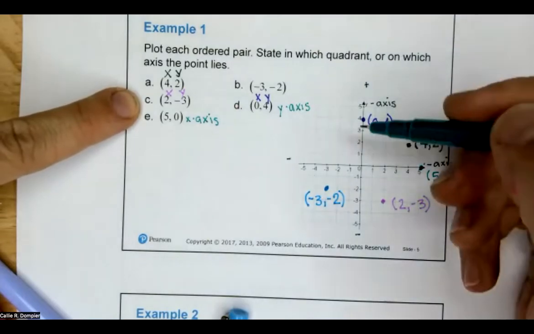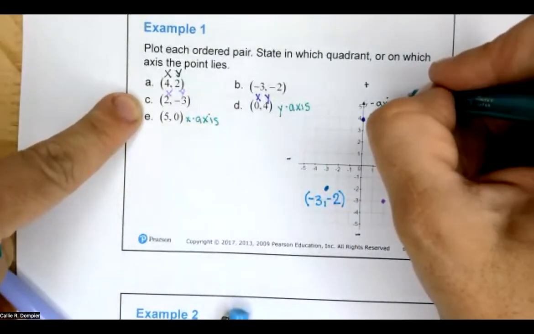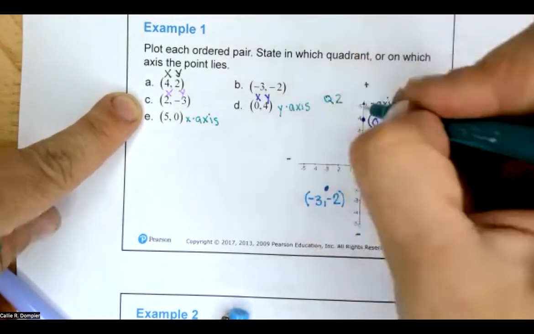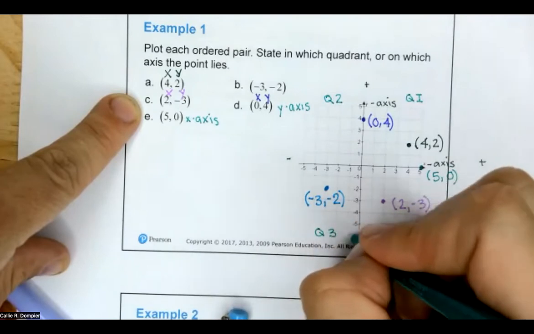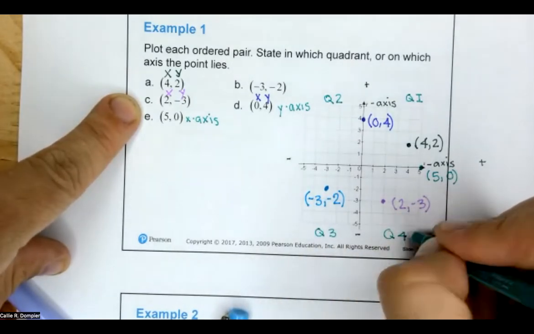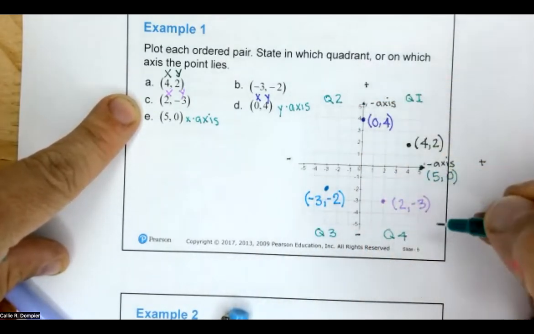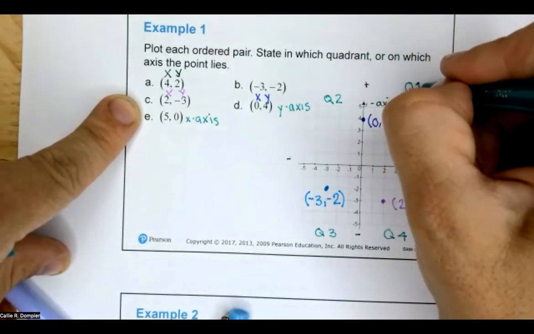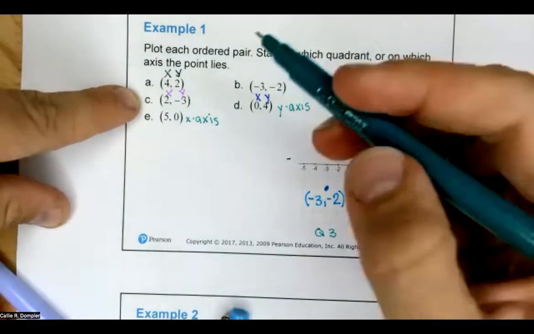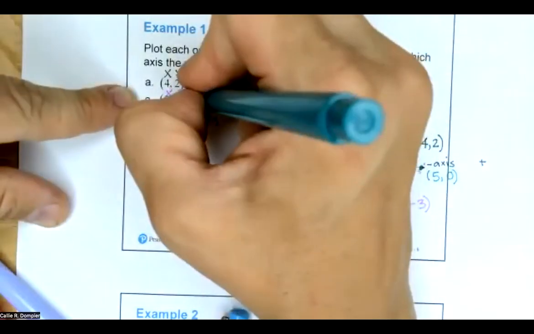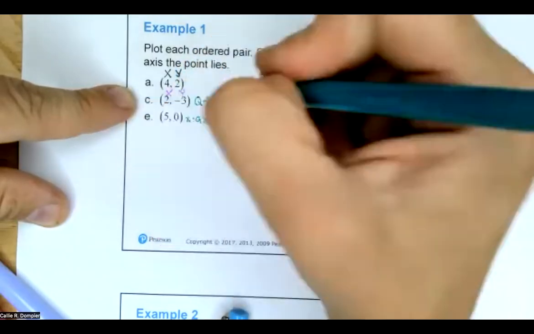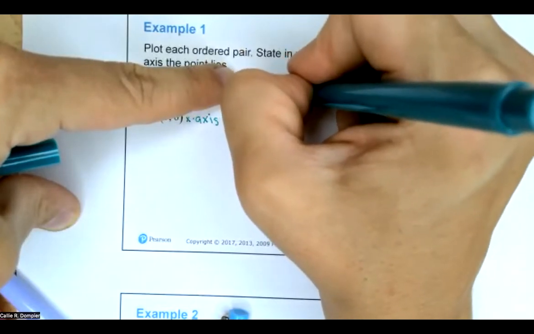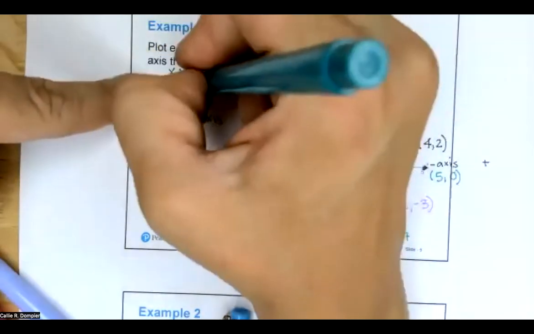For (2, -3), if we count the quadrants, here is quadrant 1, quadrant 2, quadrant 3, and quadrant 4. Sorry, it was like I was going to do Roman numerals, but I really don't like Roman numerals. But I think that's how you do quadrants. So we're just going to call it quadrant 1. So (2, -3) is actually in quadrant 4. (-3, -2) is in quadrant 3. And (4, 2) is in quadrant 1.